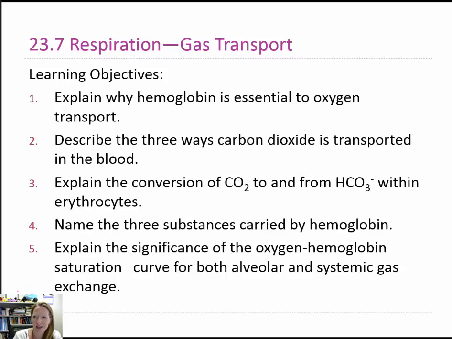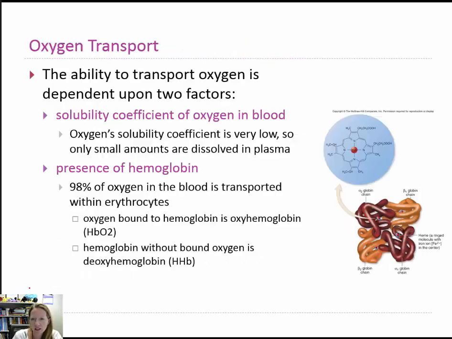Remember that once we get oxygen from the alveoli into the bloodstream, we've got to move it around to get it to the systemic cells. And once we pick up carbon dioxide from the systemic cells, we've got to move it around in the bloodstream to get it to the alveoli. This is what this section is concentrating on, gas transport. Some of this is going to be obvious, right?